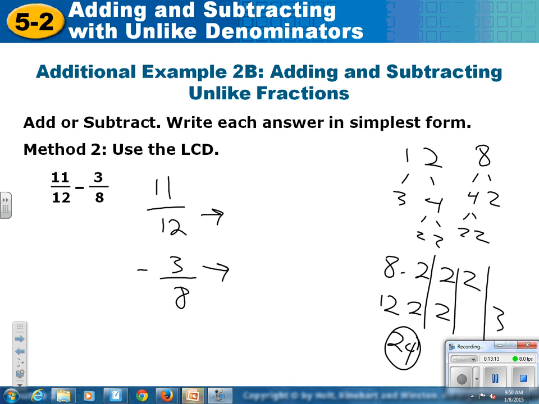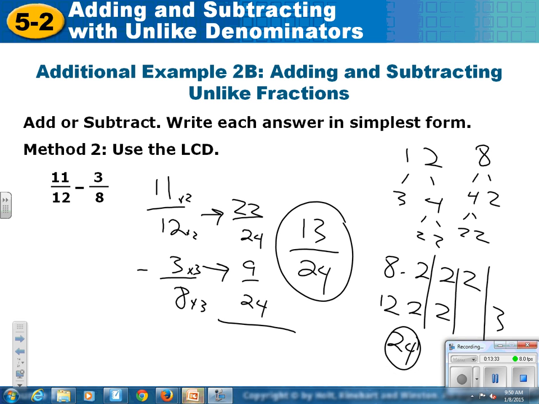So I know 24 is my common denominator, so this will be 24. This will be 24. This is times 2, times 2. This is 22. This is times 3 is 9. Do my subtraction. 22 minus 9 is 13 over 24.